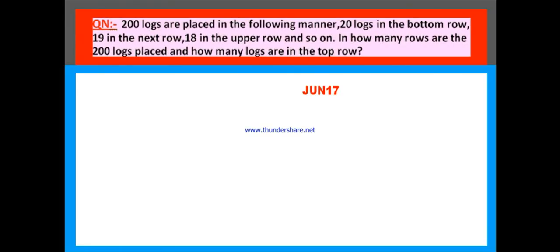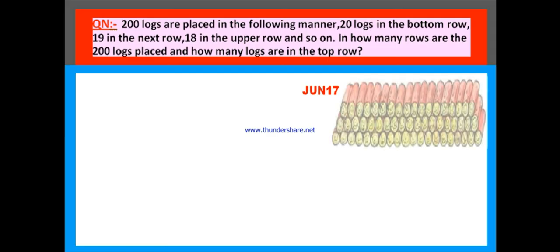200 logs are placed in the following manner, such that 20 logs are in the bottom row, 19 in the next row, 18 in the upper row, and so on. In how many rows are 200 logs placed and how many logs are there at the top row? I shall repeat. 200 logs are placed in the following manner. 20 logs in the bottom row, 19 in the next row, 18 in the upper row, and so on. In how many rows are the 200 logs placed and how many logs are in the top row? This question appeared in June 2017.